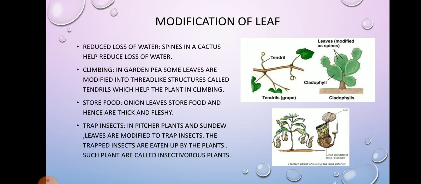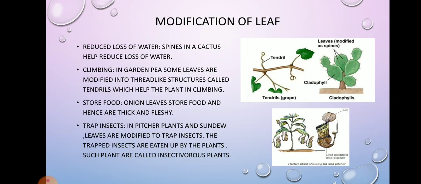Then the insect comes towards the lid and sits on it. There are hair-like structures inside the pitcher which hold it; the legs of the insect get tangled up in the hairs, and it starts going inside the pitcher. It gets trapped inside the pitcher, and there are some liquids present inside the pitcher plant which dissolve the insect and eat it up. So this is an example where the leaves of the plants are modified for trapping insects.